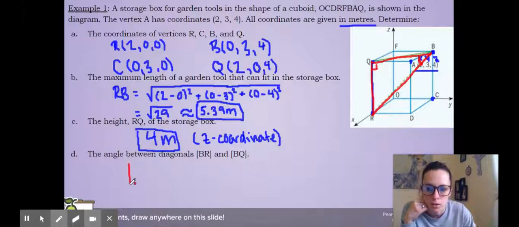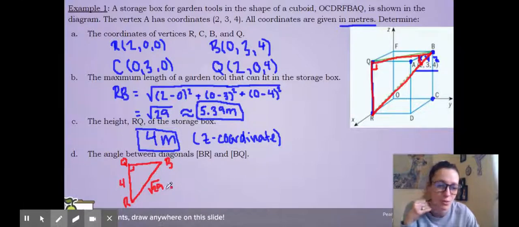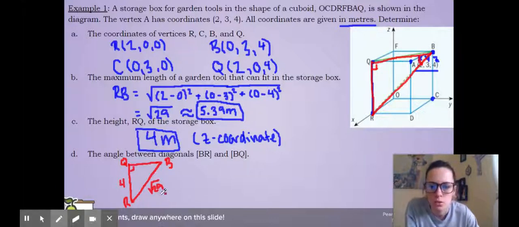So I'm going to redraw our triangle down here so it's a little more clear. All right, so redrawn a little bit, and I can also identify again, we found the height here from Q to R, or R to Q, is 4. We already found the distance from R to B is, I'm going to use that square root of 29, because, again, when you can use exact values to figure out another problem, do that. And we are looking for the angle between B to Q and B to R. So we're looking for this angle.